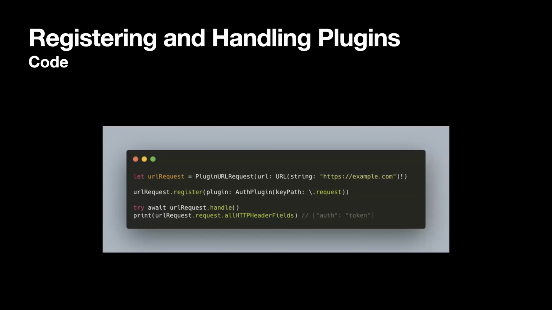And so I can just say URL request.handle. I don't have to pass in anything because like I showed in this very basic example, it just takes void. And then at the last line, I can print out the headers and it has an auth header or an auth token. So not really, but you can imagine.